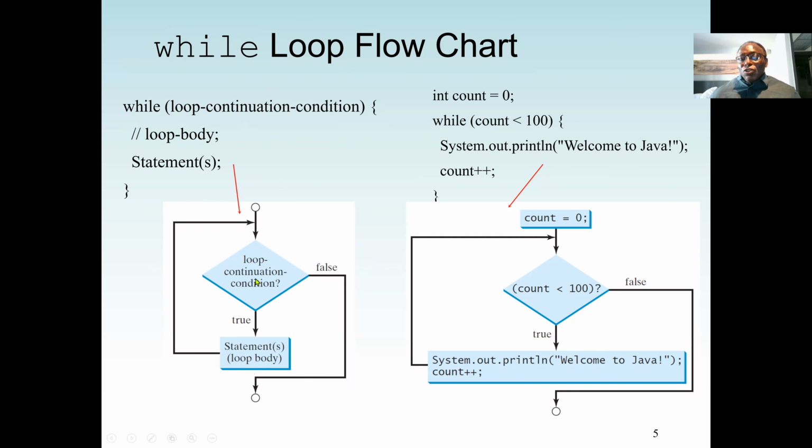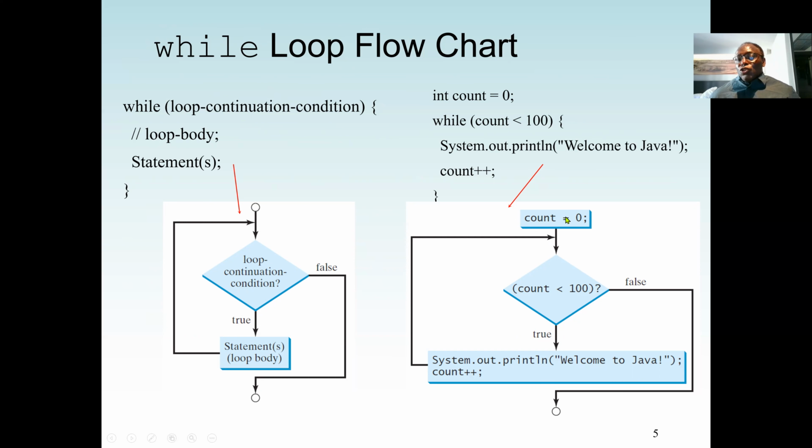When 0 is less than 100 is true, we print welcome to Java. That statement is inside the loop. When 100 is less than 100 is false, we come out of the loop, which means we terminate the loop. So that's the example here on our right side.